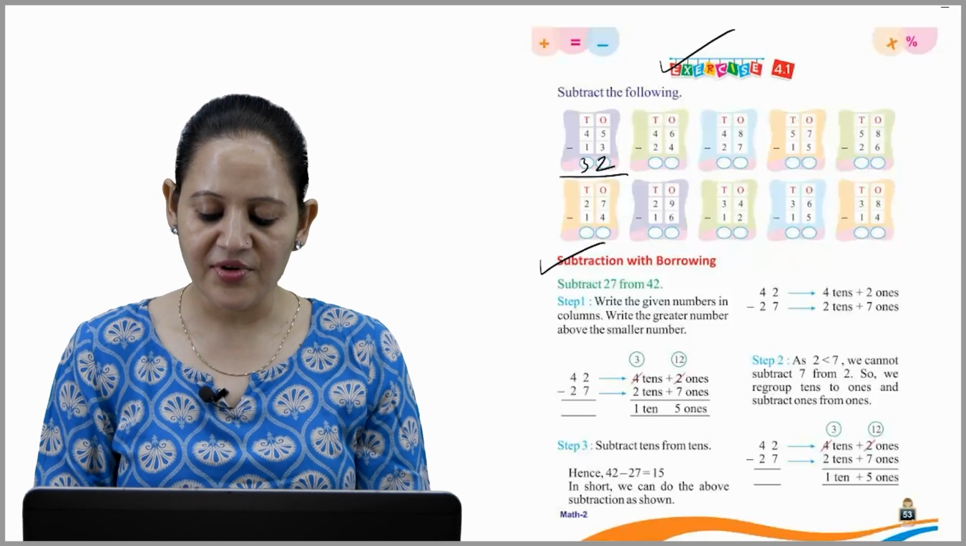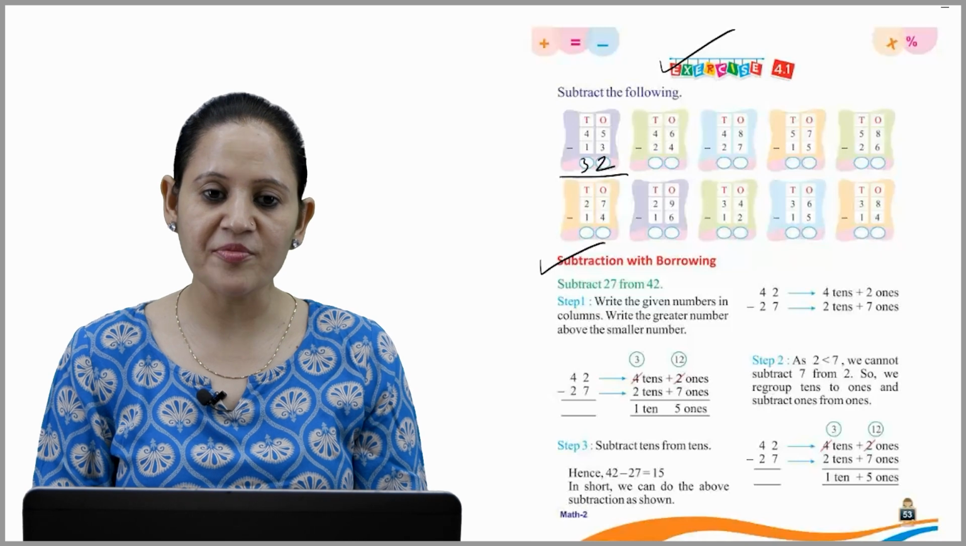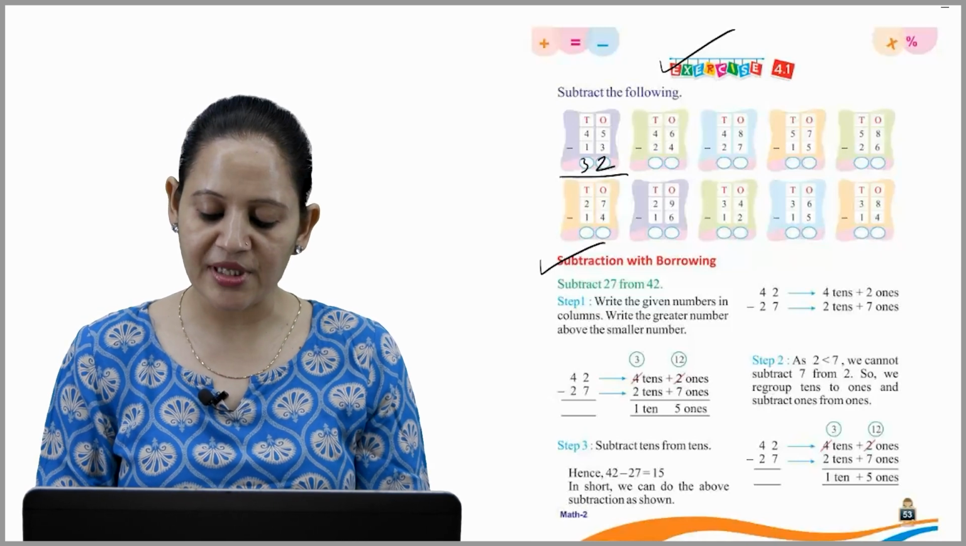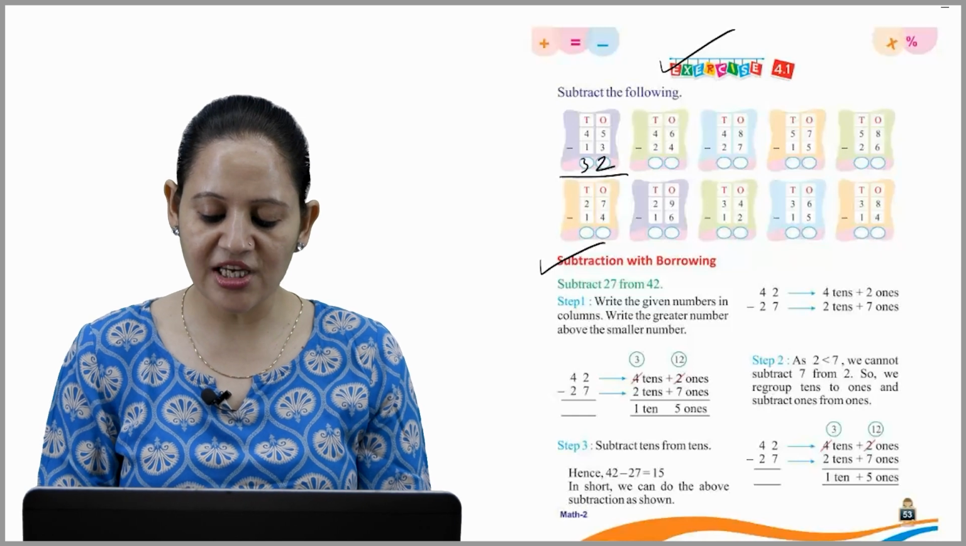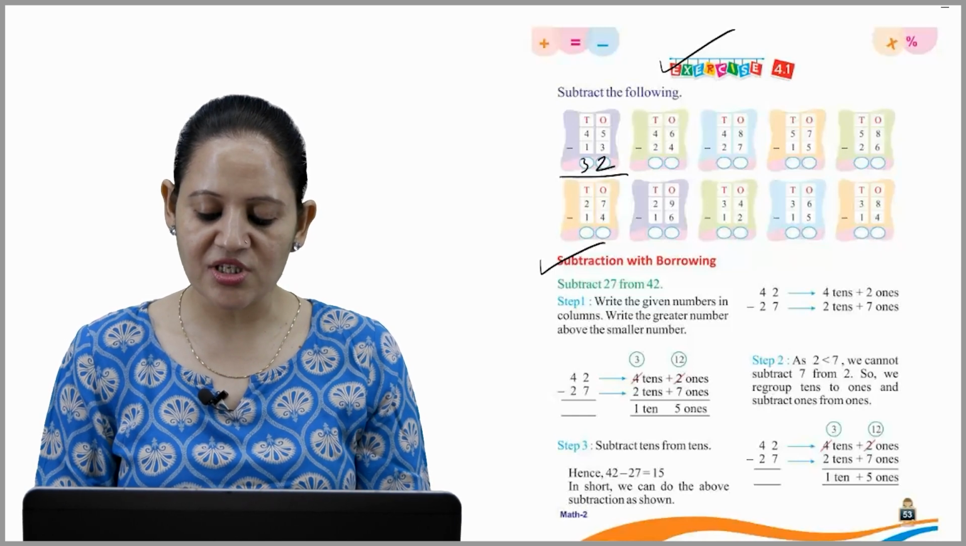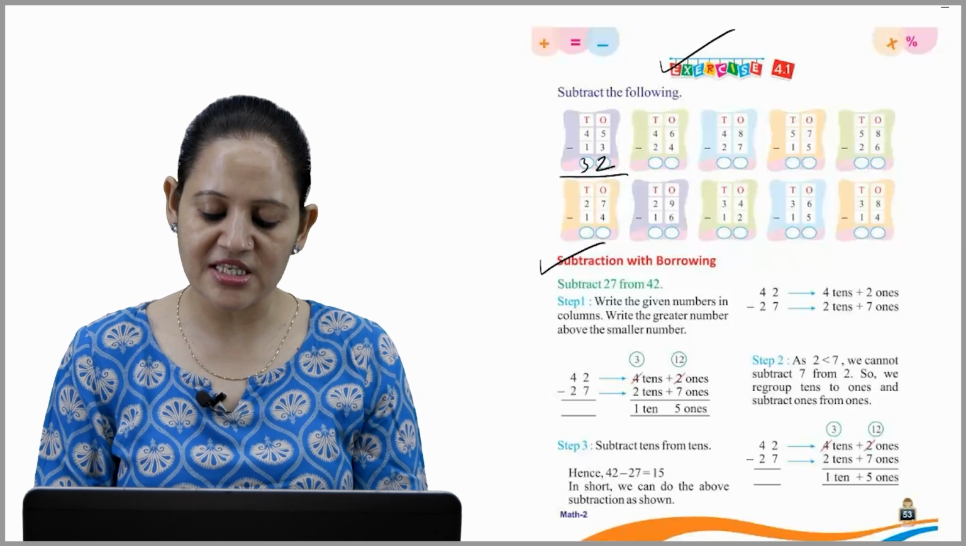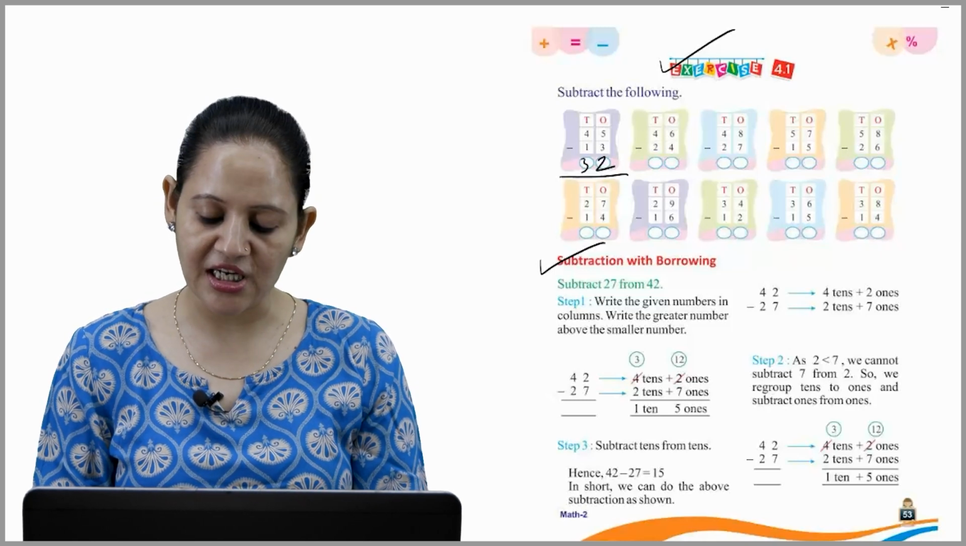Here we cannot subtract 7 from 2. 7 में से 2 subtract नहीं कर सकते. So what we'll do? We'll borrow from the tens. So ये क्या हो जाएगा? 12 ones हो जाएंगे because हमने यहाँ से 1 ten borrow किया, तो ये क्या हो गया? 12 ones and 1 borrow कर लिया, तो ये हो जाएगा 3 tens.